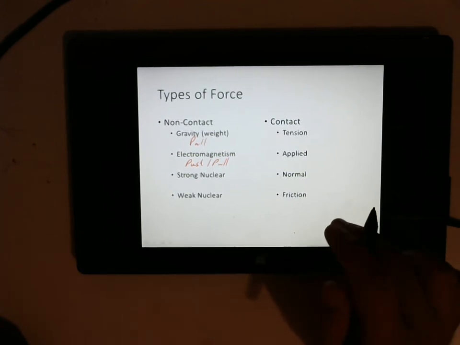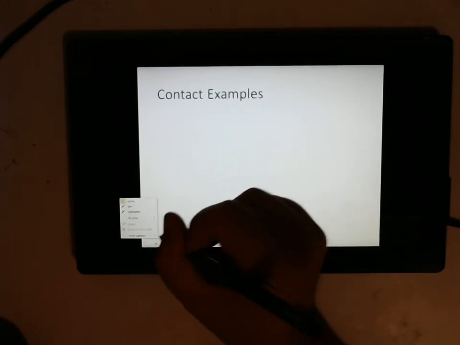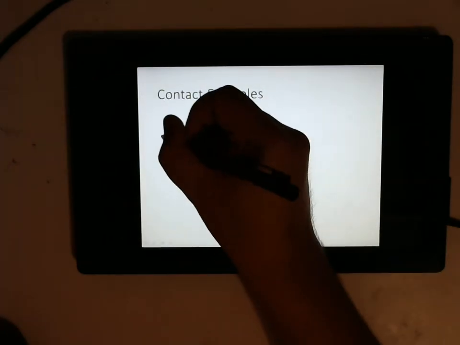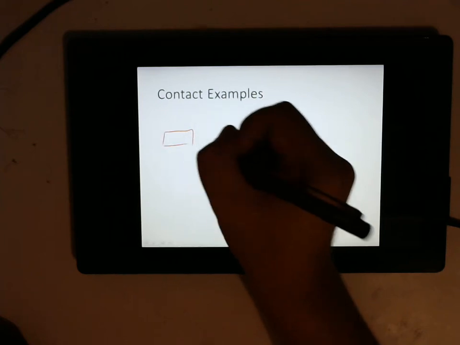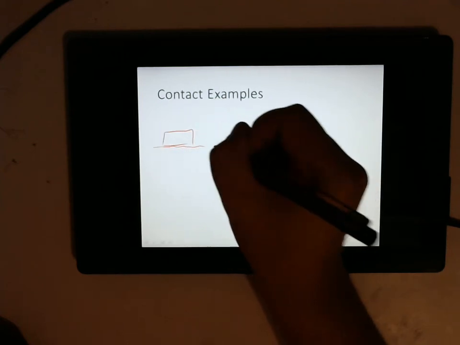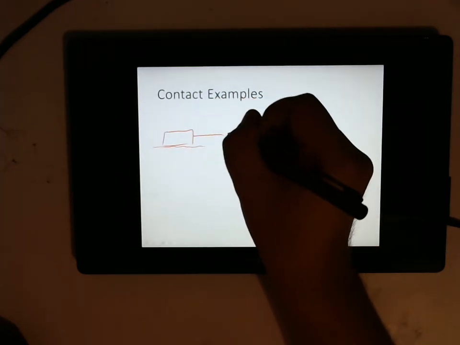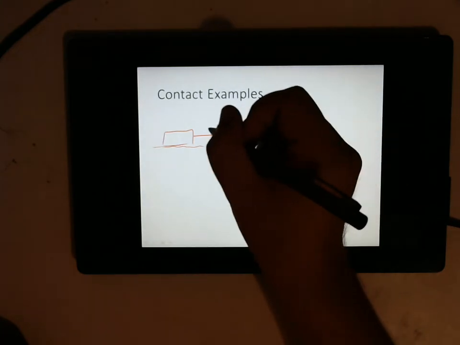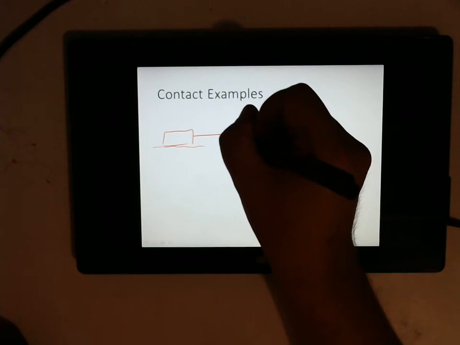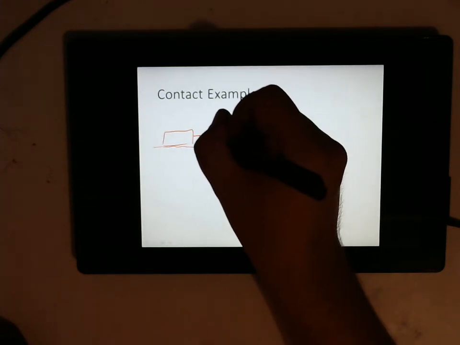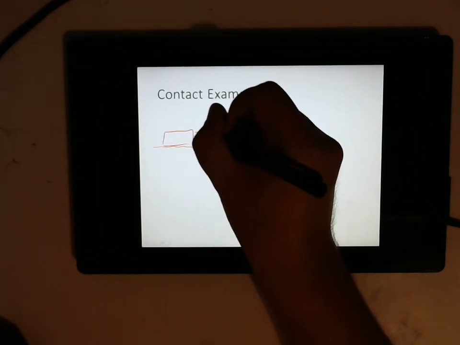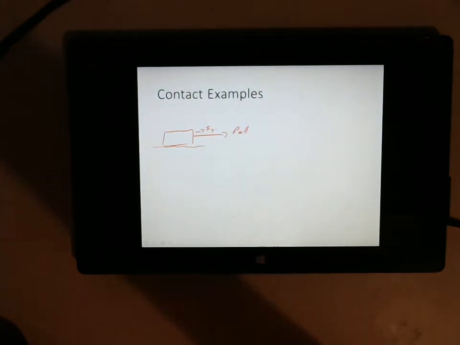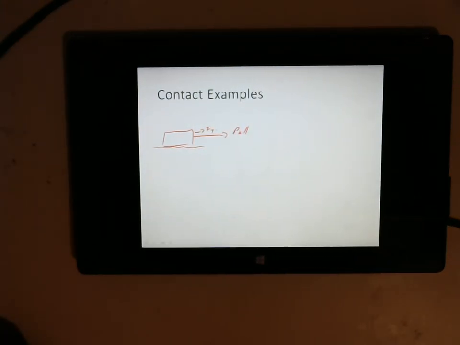So if I say I have an object, it is a block on a surface, and I have a rope, and I have a pull force here on the rope. Well, that rope, if I'm pulling from this end, transmits down here to the block, and so there is a force due to tension. We give it a capital T for tension. There is a common shorthand for it, pulling on this object.